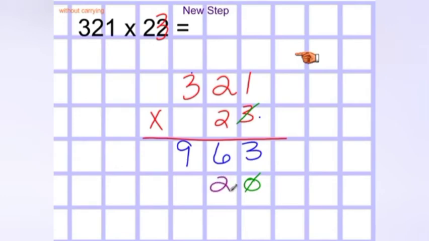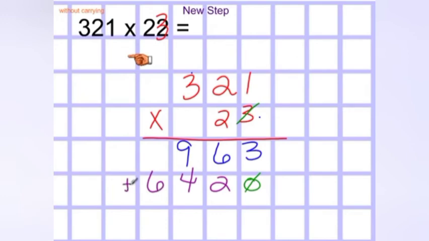Do the next step by yourself. Okay, let's check. 2 times 2 is 4. Make sure that your 4 is placed underneath that 9. The last step is 2 times 3. That's right, it's 6. It goes right next door.